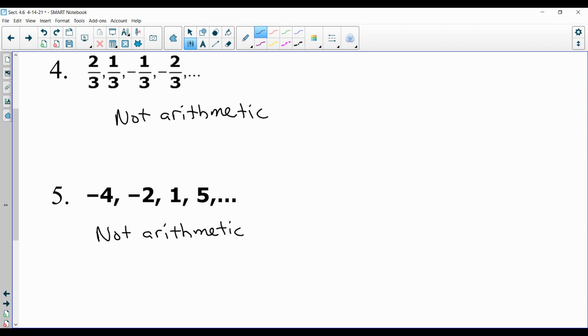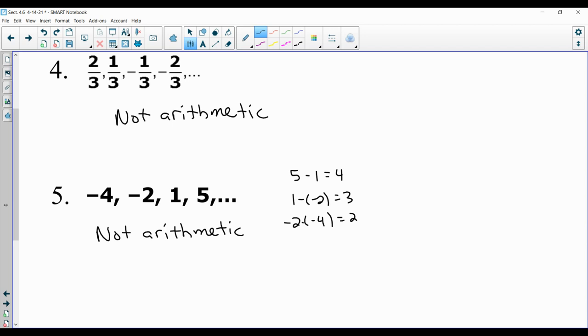Okay. Like I said, sometimes you can just look at it and tell. Here's the actual test you would do just to make sure. You would actually subtract the terms. If you take 5 minus 1, you get 4. If you take 1 minus -2, that becomes a 3. If you take -2 minus -4, that's a 2. If they're all the same, it's arithmetic. If they're different, then it's not. More often than not, you're just going to look at it.